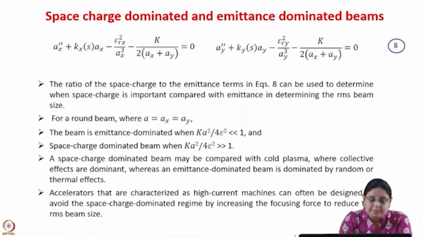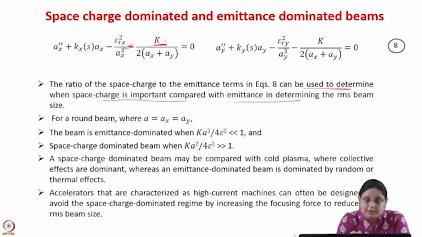The ratio of the space charge to the emittance term. This is the space charge term and this is the emittance term in this equation. This can be used to determine when space charge is important compared with the emittance in determining the RMS beam size. Both these forces are defocusing, but we can try to find out which is more dominating, whether it is the space charge term or the emittance term.